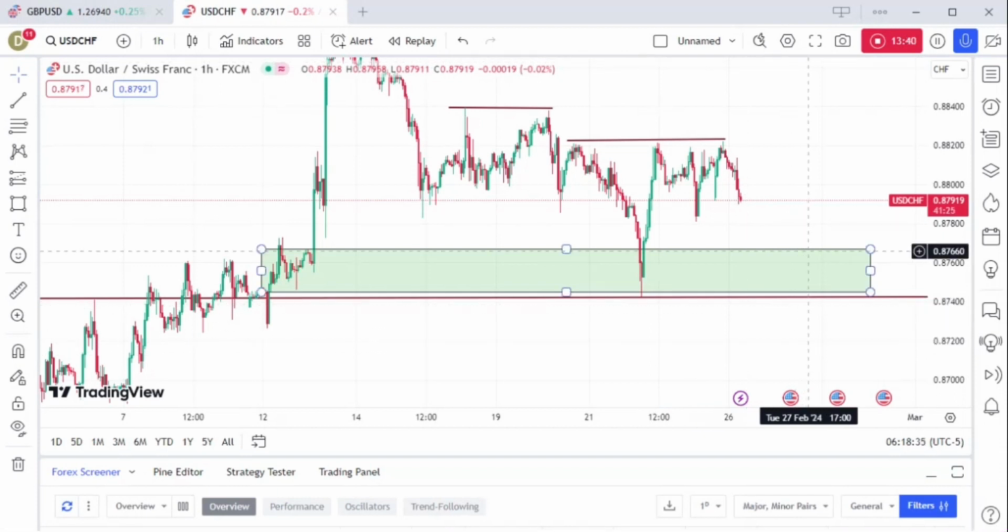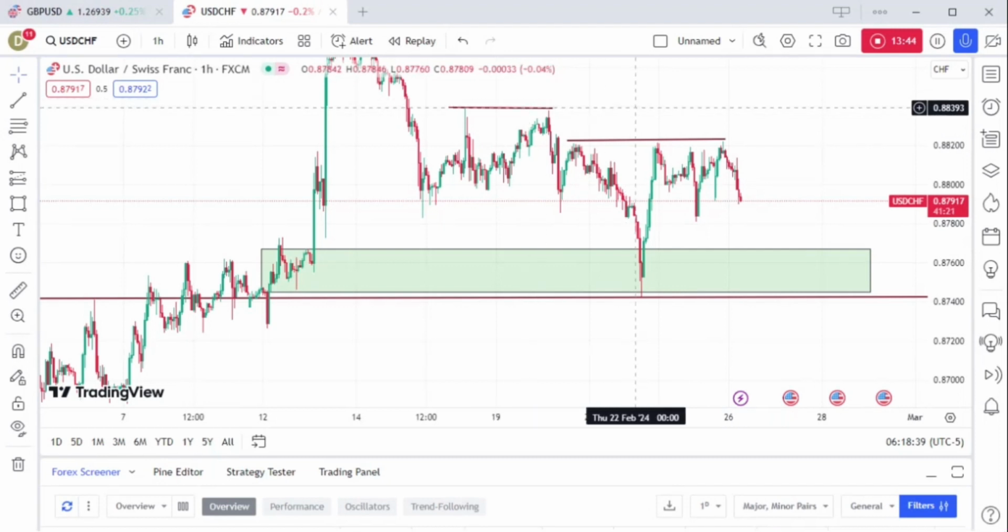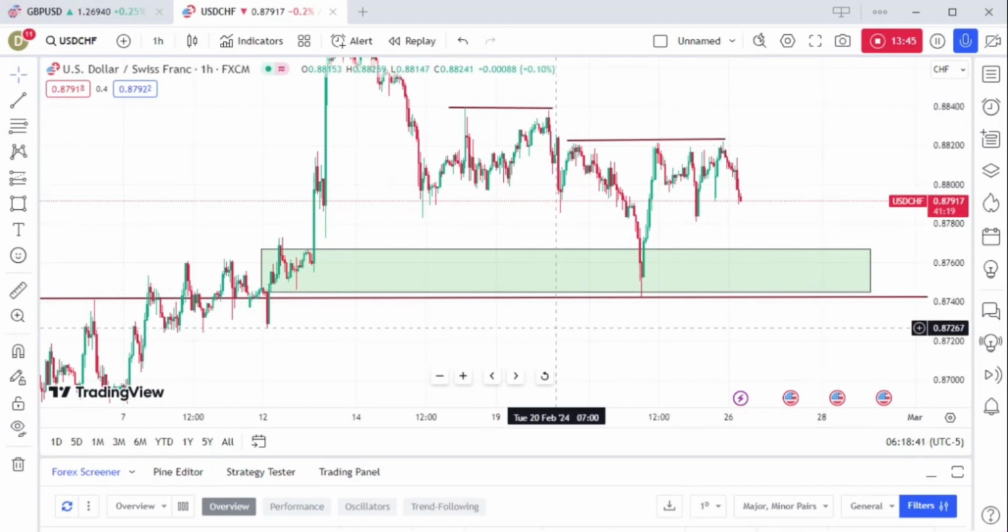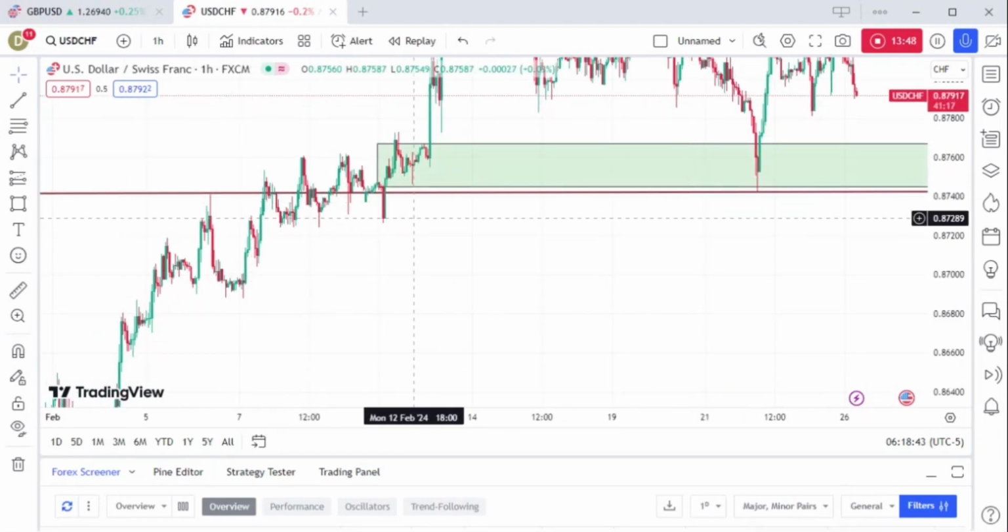Now, because this time frame is telling me that the price is in a downtrend, I'm expecting price to take out this buy side liquidity first and then proceed to take down even to this sell side liquidity.